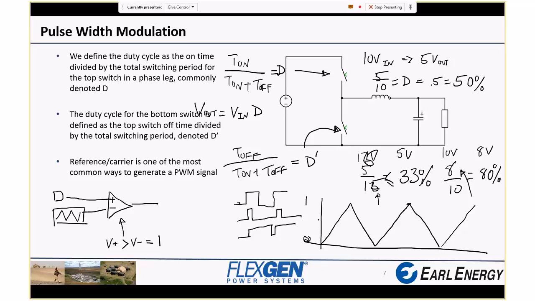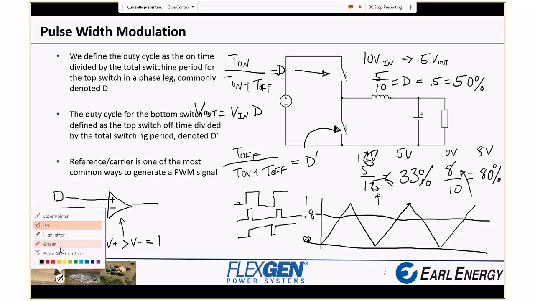So say I want my 80% duty cycle. I'll put that right here, 0.8. I feed that into this comparator circuit. So during this time here, D, which is V plus, is greater than what is called the carrier. The triangle wave is called the carrier.